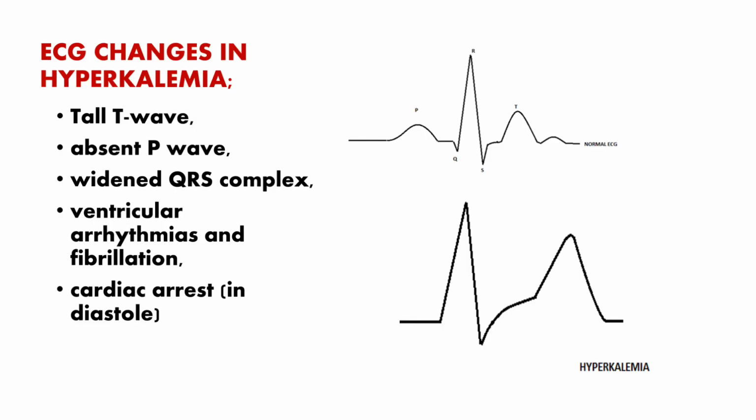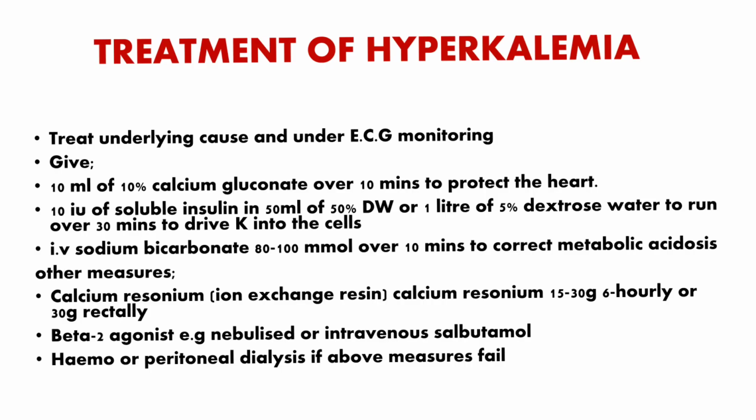The ECG changes seen in a patient with hyperkalemia include tall tented T wave, absence of P wave, widened QRS complex, ventricular arrhythmias and fibrillation, and cardiac arrest. The treatment for hyperkalemia: treat the underlying cause, preferably under ECG monitoring. Give 10 mL of 10% calcium gluconate over 10 minutes to protect the heart.